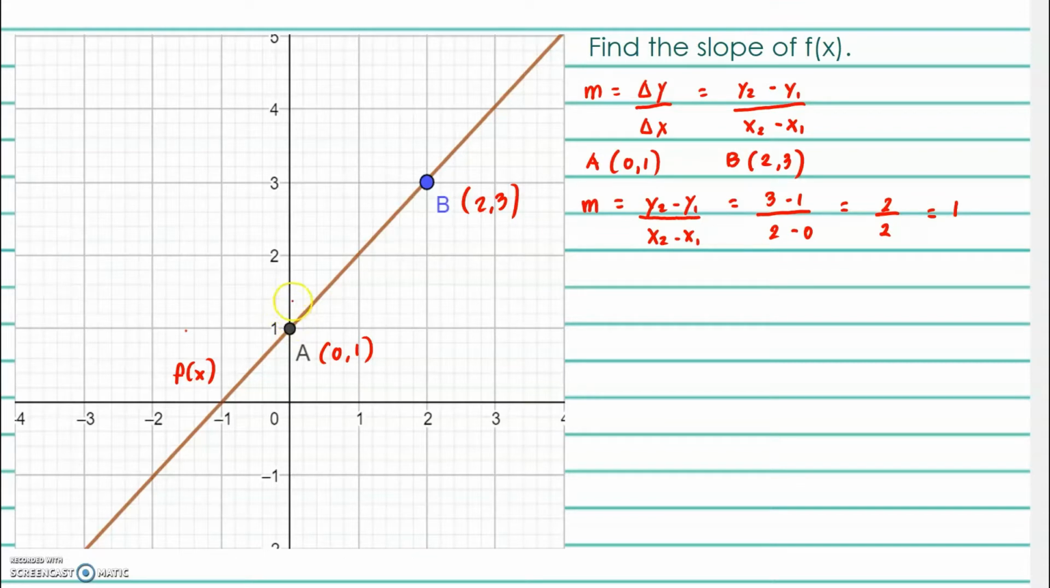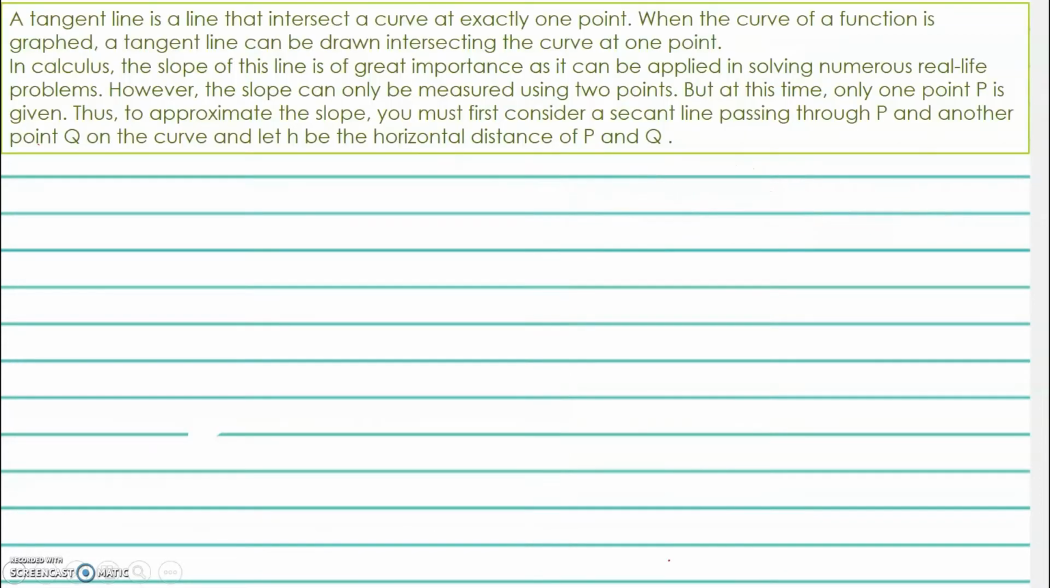So we will rise 1 unit up and run 1 unit to the right. Okay, so rise up and run 1 unit to the right. So basically that is the representation of the slope of a line. Now we said a while ago that curves do not have slopes. We only determine the slope of the line that is tangent to the curve at any given point.